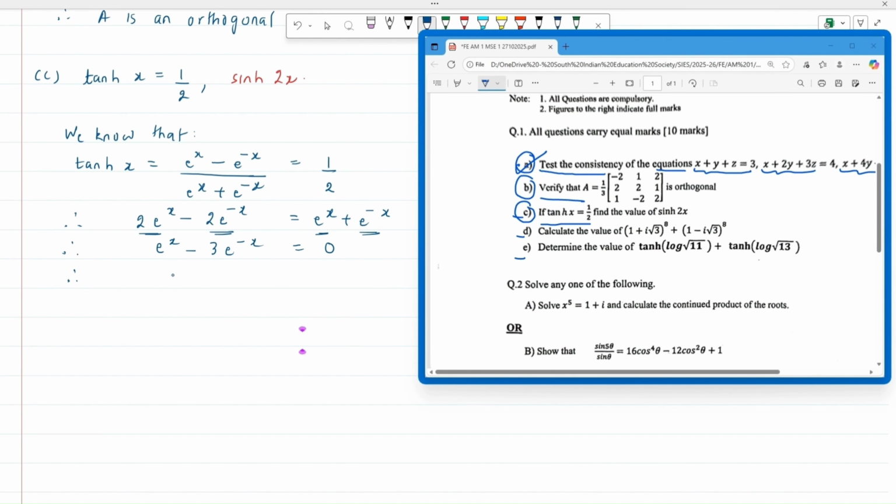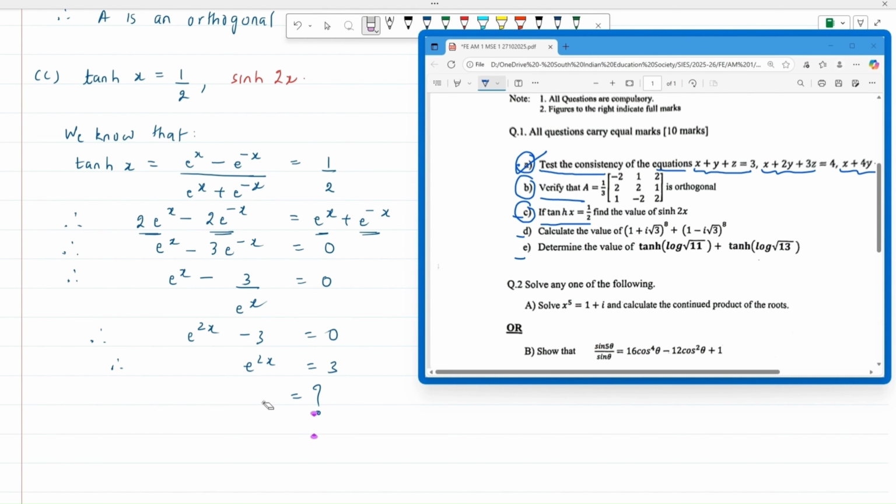Now, since we have a negative exponent, that negative exponent can be written as a reciprocal by the laws of indices, and therefore we get e raised to 2x minus 3 is equal to 0, and further we get e raised to 2x is equal to 3. Now, if this problem is totally new to you, then you will go a step ahead and start figuring out what x is going to be using the last equation.